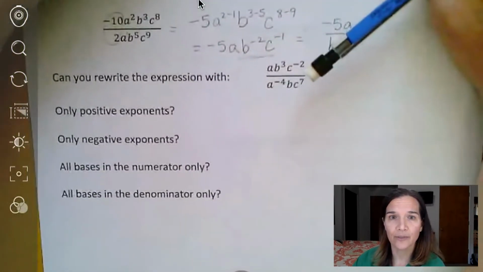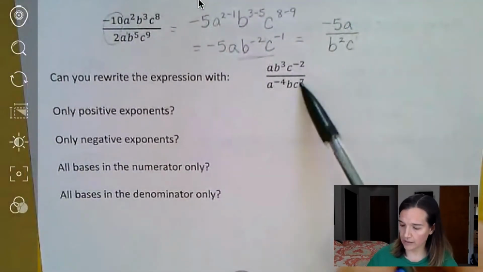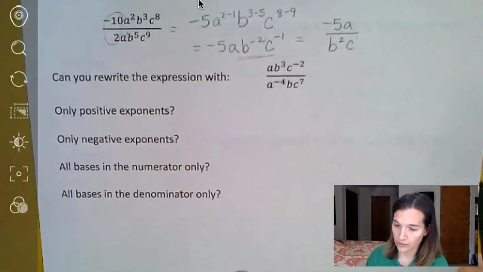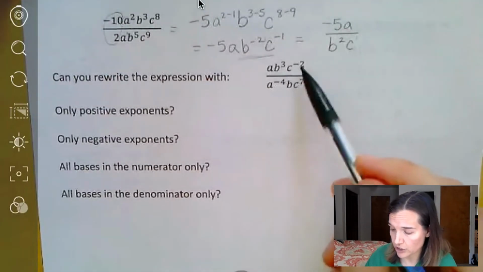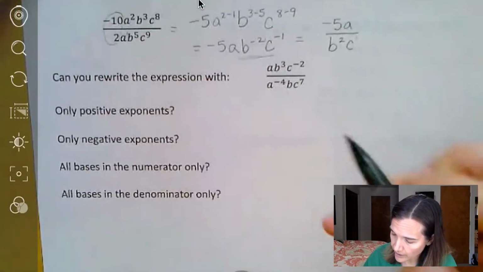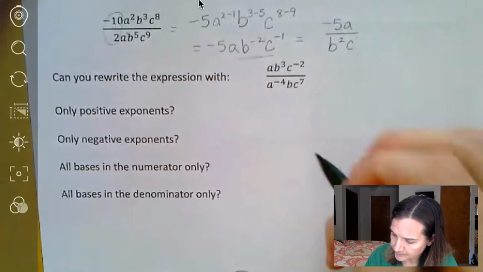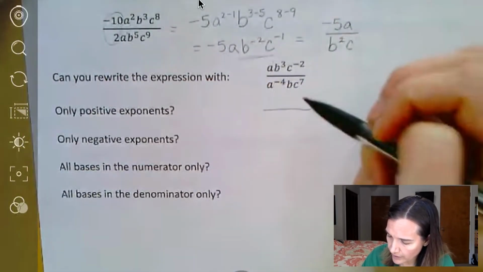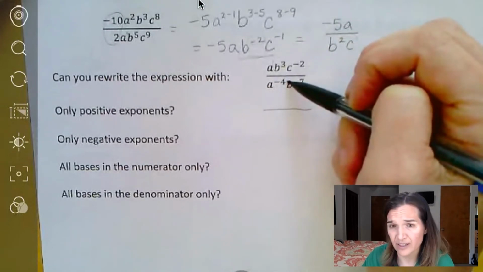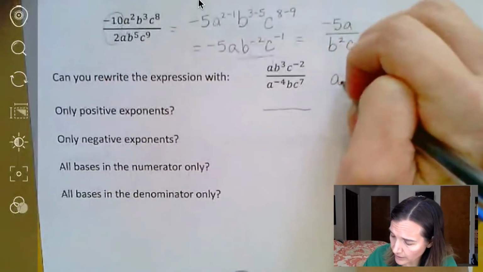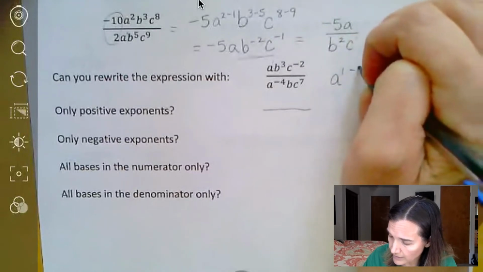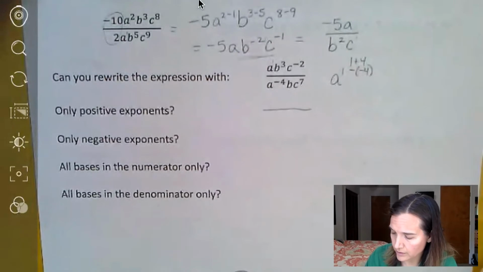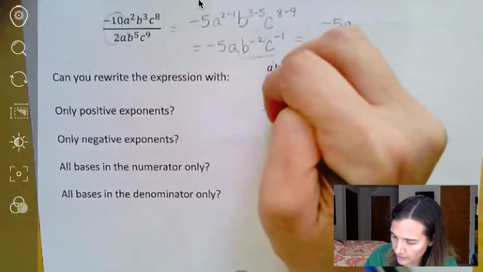So we can have a little fun with this here. Can you rewrite the expression like this with only positive exponents? All right, I'm going to start moving some stuff around. You'll see that we can kind of do whatever we want, it just changes the sign of the exponent. They're all positive. Let's see. Well, if I wanted to do that, a to the first power, a to the negative fourth power, if I actually solved that, that would be a to the 1 minus negative fourth power, which is really 1 plus 4. So a to the fifth power.